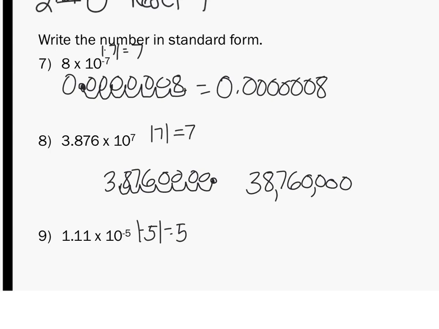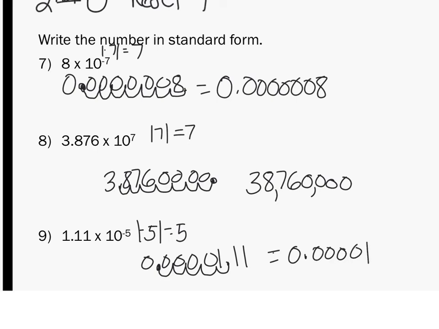Okay. -5, the absolute value of -5 is 5. So since it's negative, I'm going to move my decimal to the left 5 times. So I have 1.11, moving left 5 times. 1, 2, 3, 4, 5 for decimal. Fill in my placeholders with zeros, which equals 0.0000111.